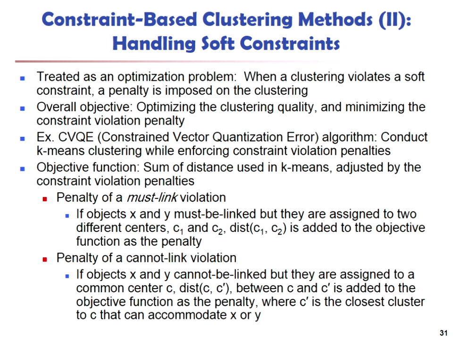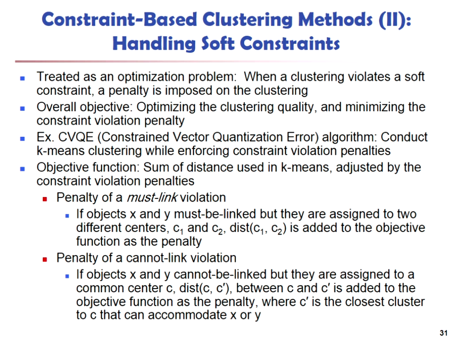Another type of constraints is soft constraints. Treated as an optimization problem, when a clustering violates a soft constraint, a penalty is imposed on the clustering. The overall objective is optimizing the clustering quality and minimizing the constraint violation penalty. For example, CVQE, the abbreviation of Constrained Vector Quantization Error algorithm, conducts k-means clustering while enforcing constraint violation penalties.